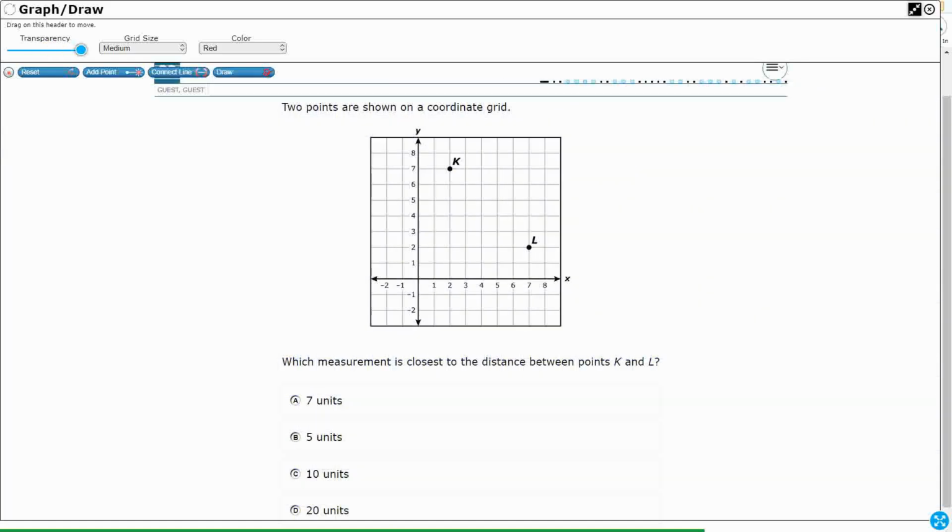All right, so we've got these 2 points, K and L. Which measurement is closest to the distance between points K and L? We don't need a ruler here. What we need is to just be able to count the distance.